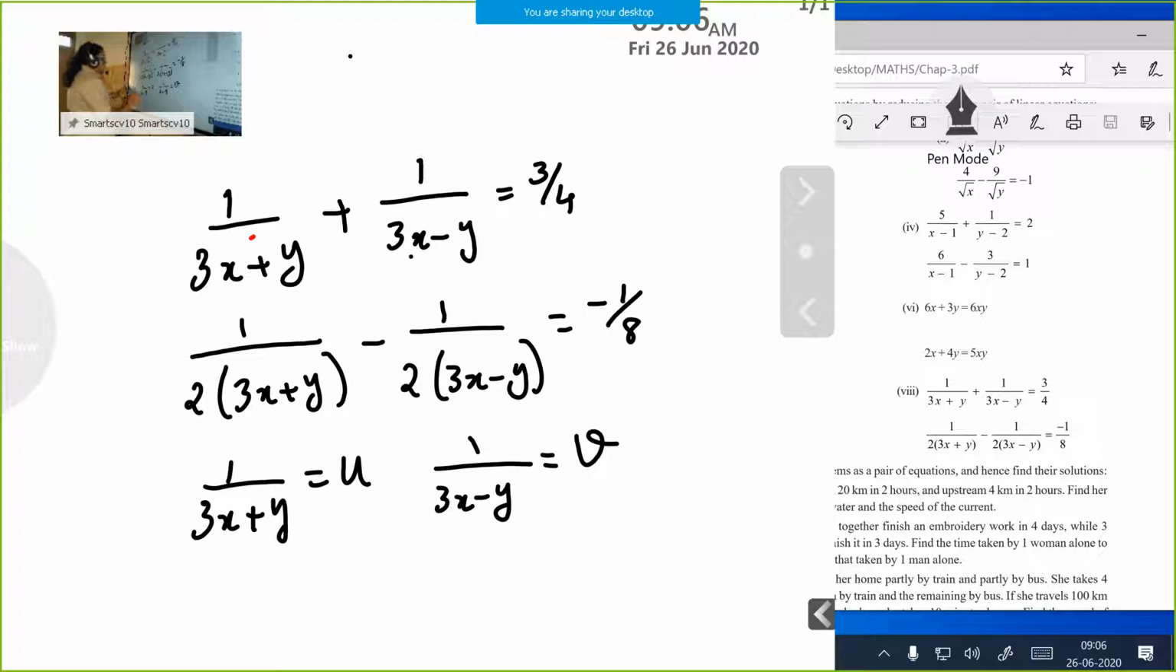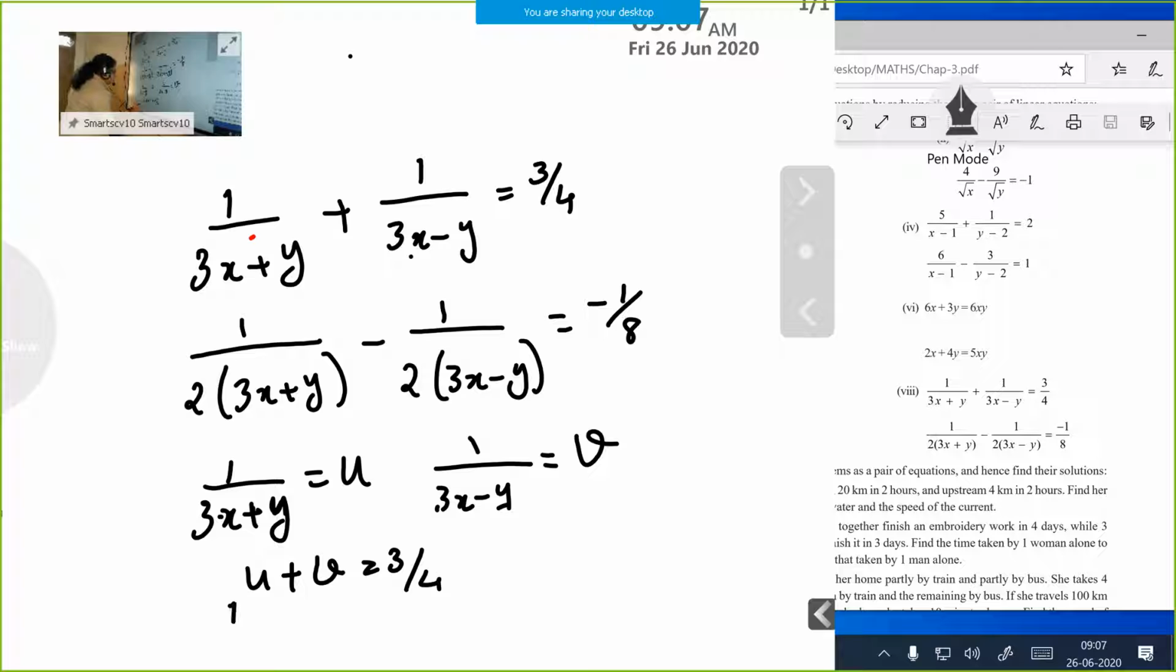That means substituting in the first equation, it becomes u plus v is equal to 3 by 4. This is our first equation. And the second equation is 1 by 2 into 1 by 3x plus y, instead of that, u.